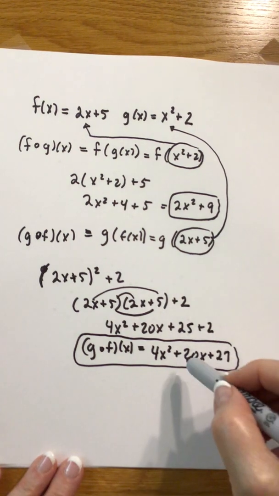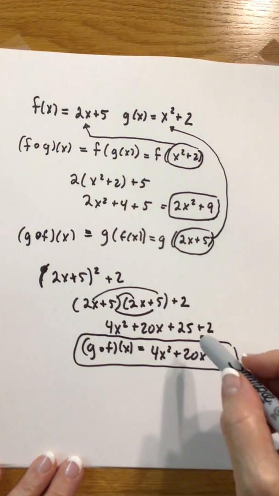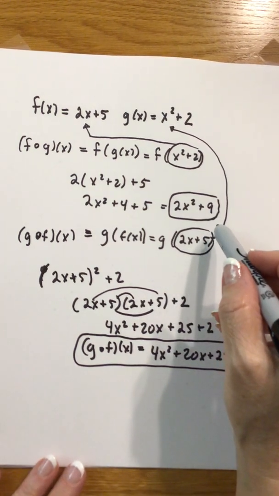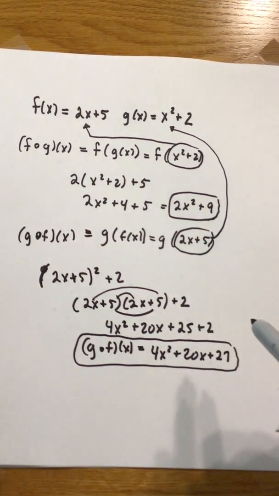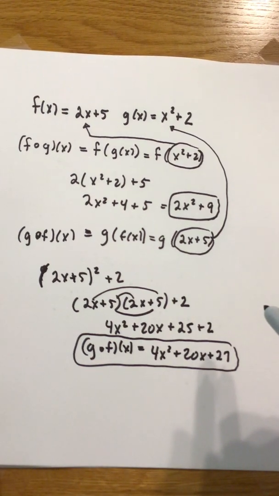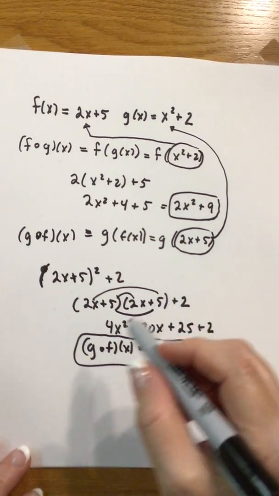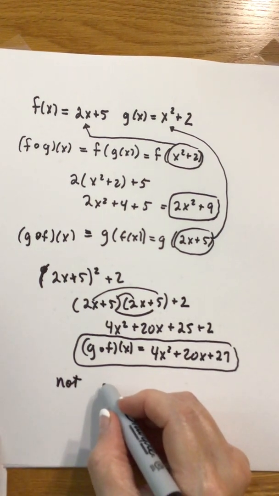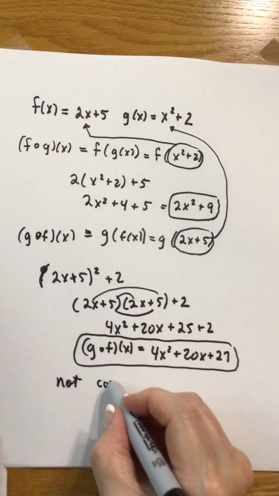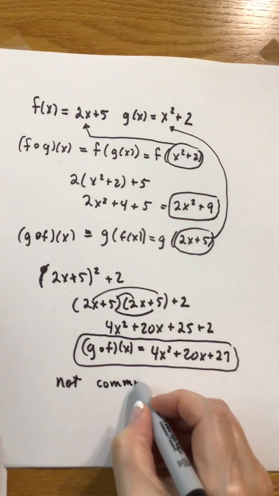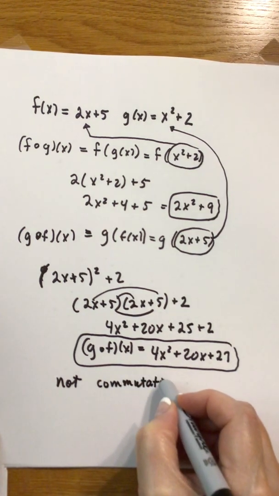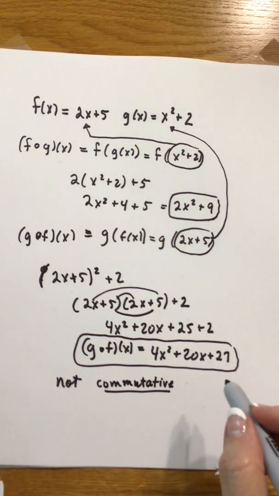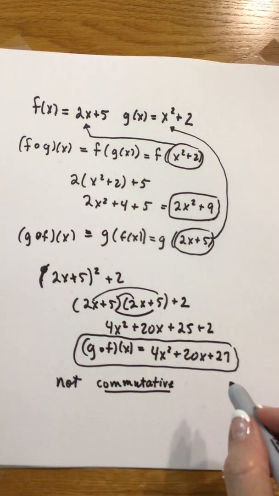Now, if we look at this g circle f of x and we look up here at f circle g of x, we can see that those are not going to be the same. They're going to be different. So they're not commutative. Commutative means that we can switch the order and be the same, but in composition it's not the same.